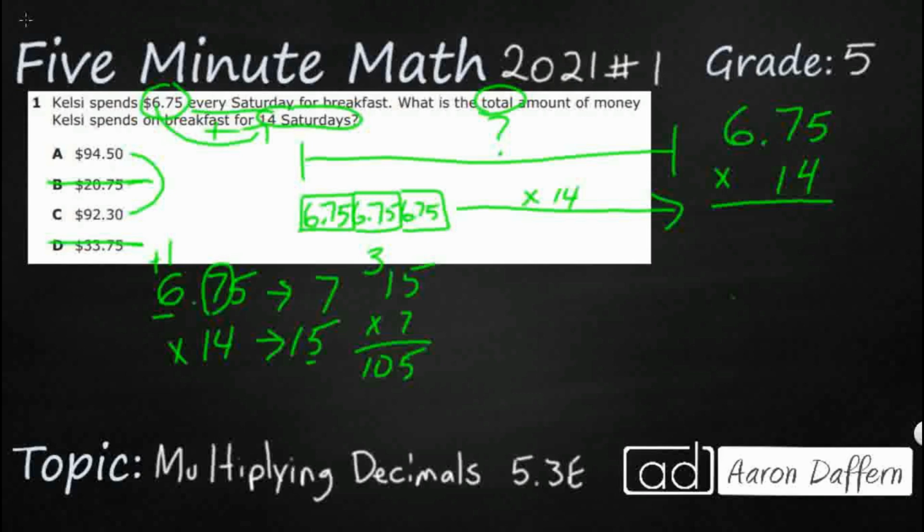So let's get into our multiplication of decimals over here on the right. What we do is we pretend that the decimal's not there. That's how we multiply it. We don't worry about lining it up. That's only for adding and subtracting. With multiplication, we pretend like it's not there. Let's look at 675 times 14. We know how to do that.